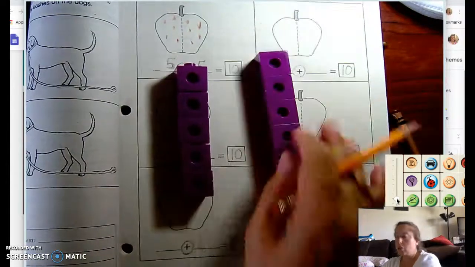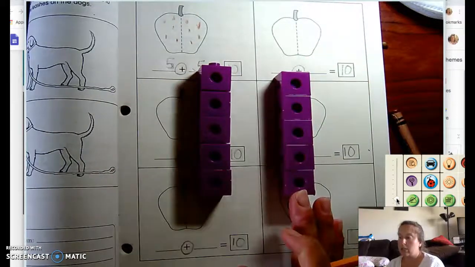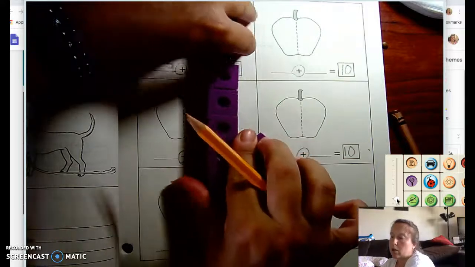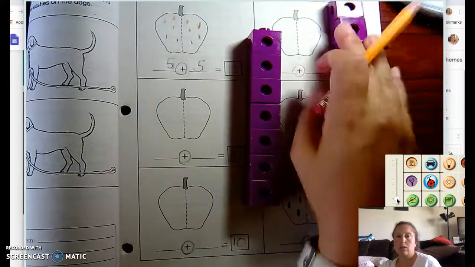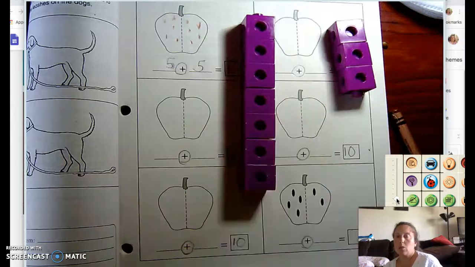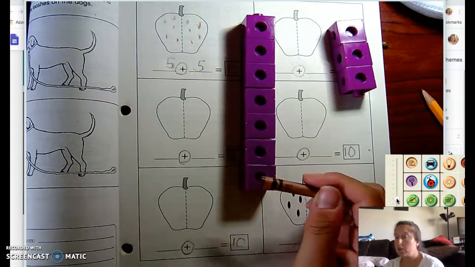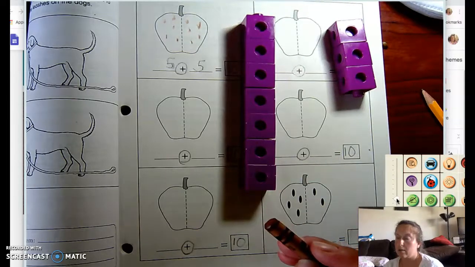So what I'd like you to do is to make different combinations using all 10 of these. So let's say now I take these 2 and I move them over here. And now I'm going to draw this number sentence on this apple. So take a second to draw in the seeds that match the number of counters that I've done. Pause me now so that you can do that and then check your answer with mine.